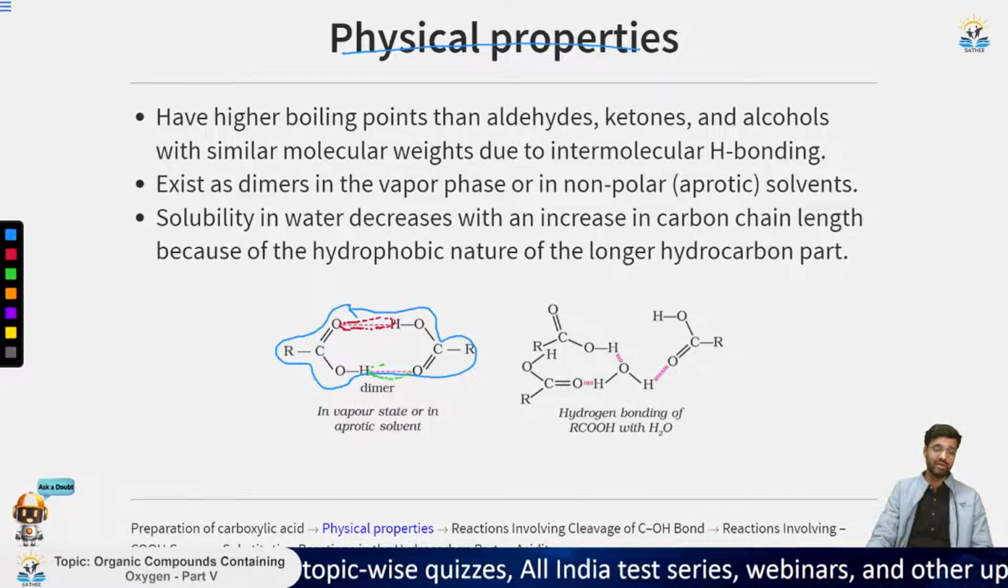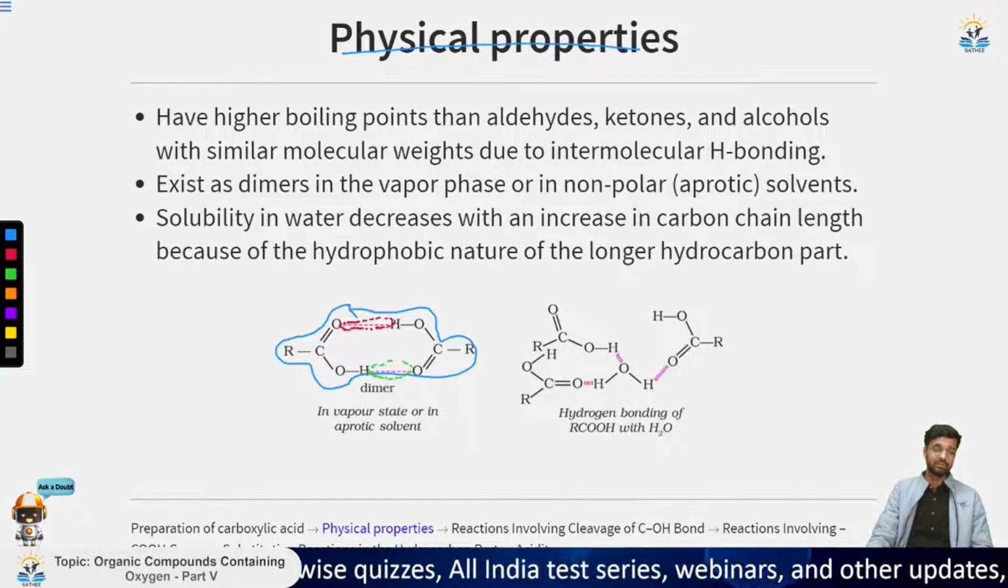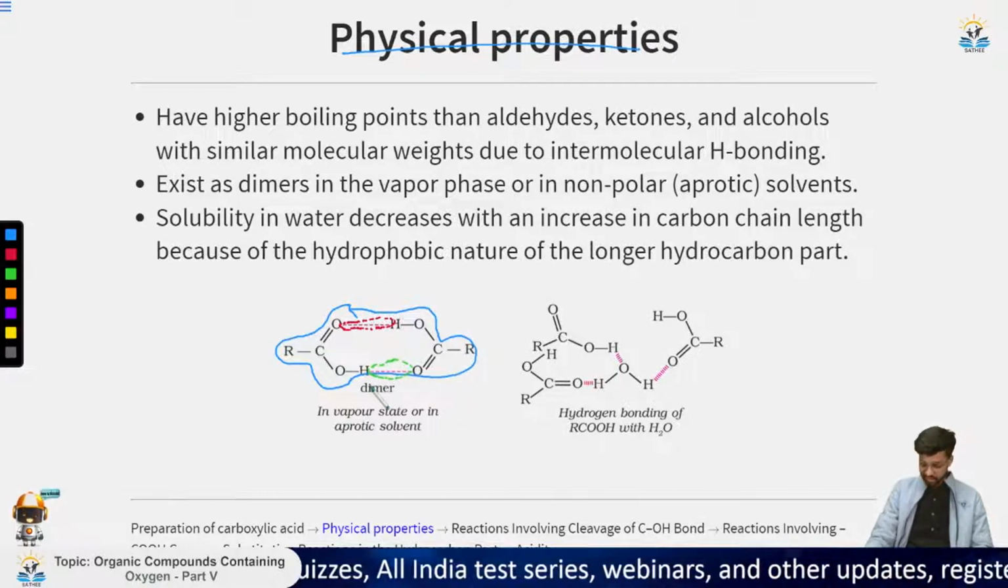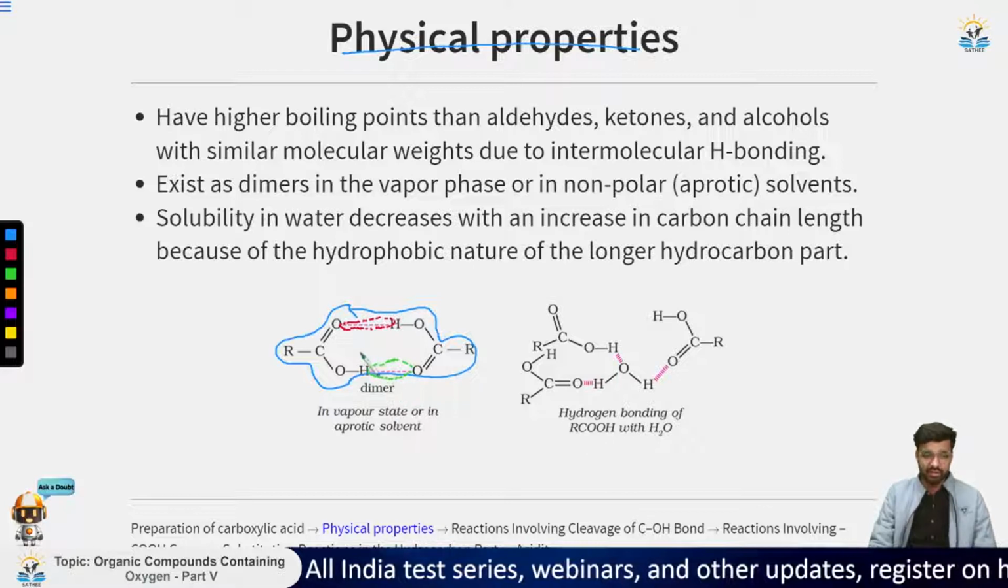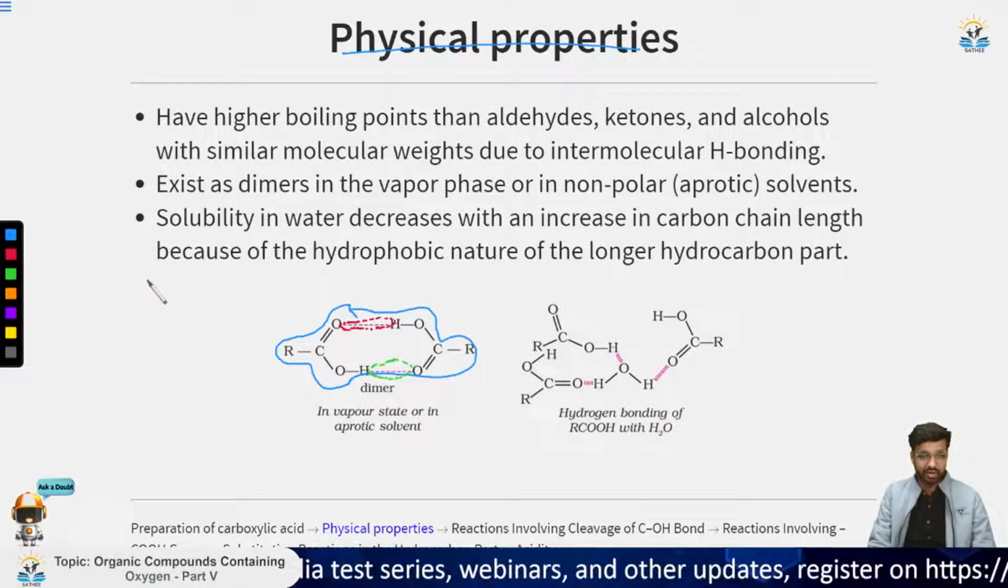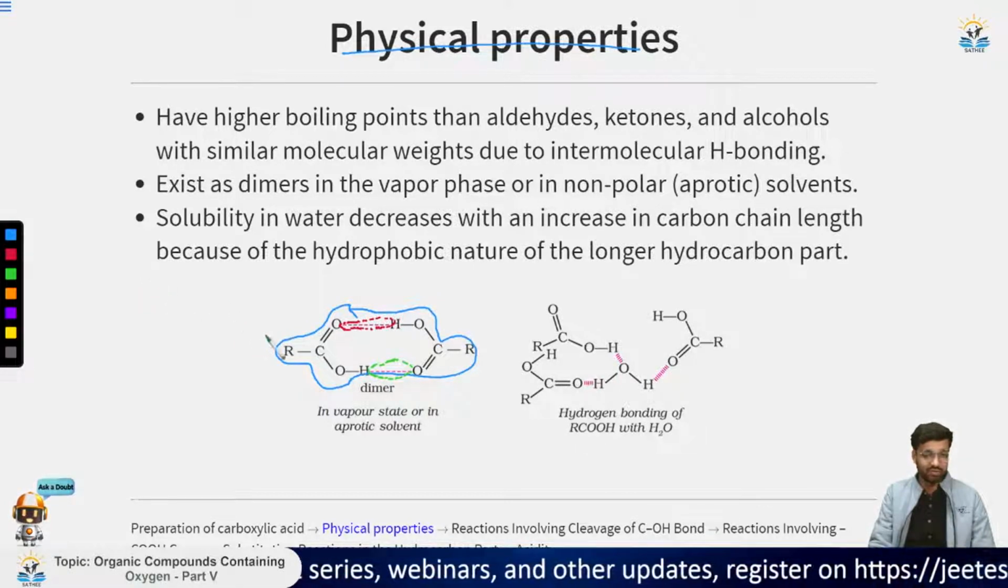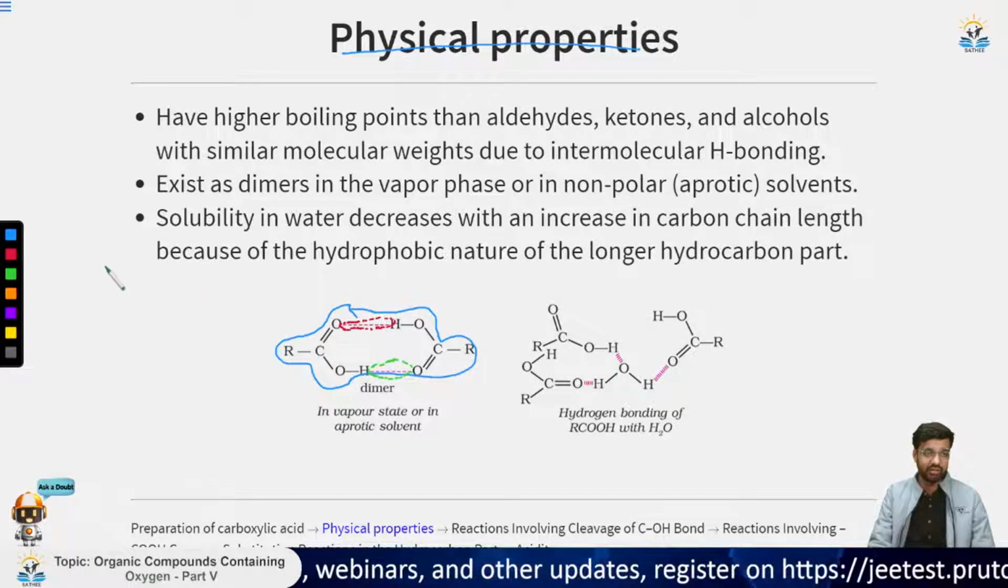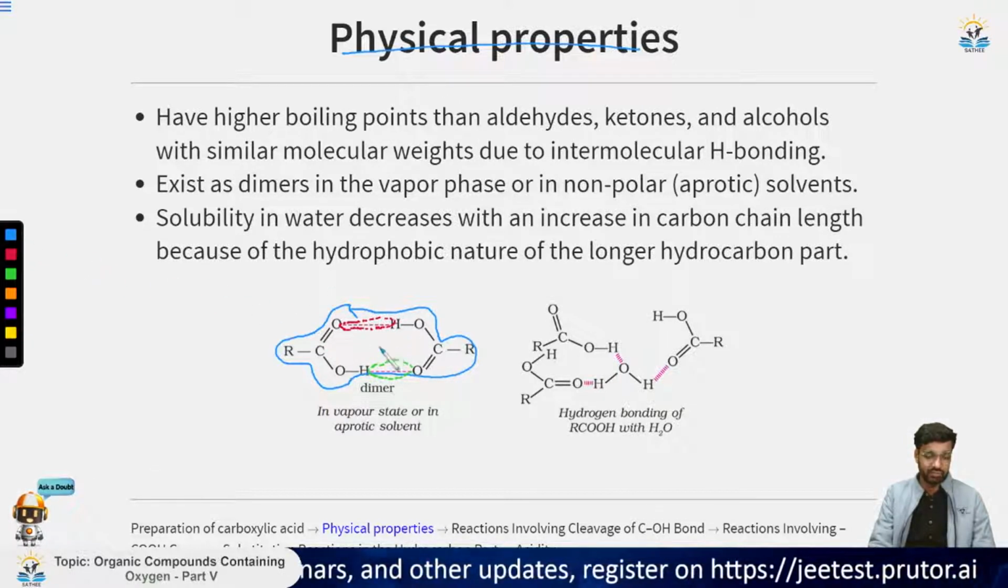Such hydrogen bonding is not present in ketone. They just have a dipole-dipole interaction. But the carboxylic acid has a dipole-dipole interaction, plus it has hydrogen bonding. And dipole-dipole interaction, why? Because some kind of dipole is induced here, or you can say it is present here.